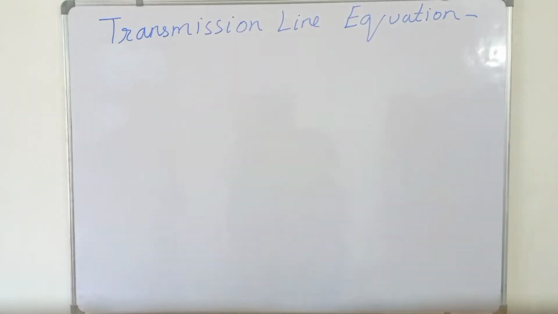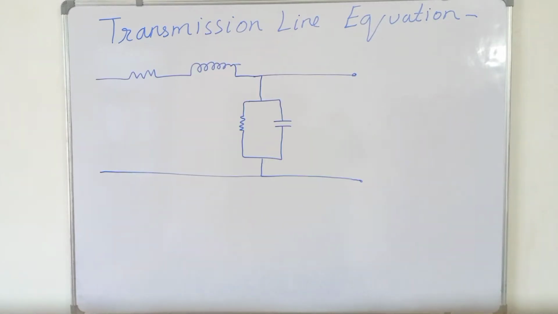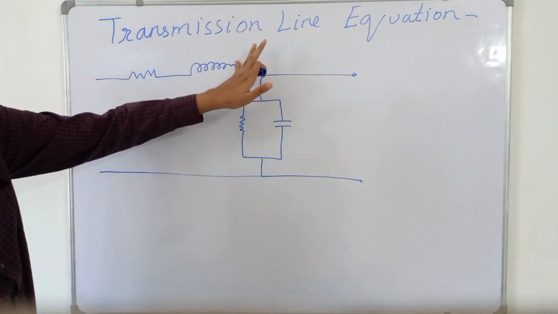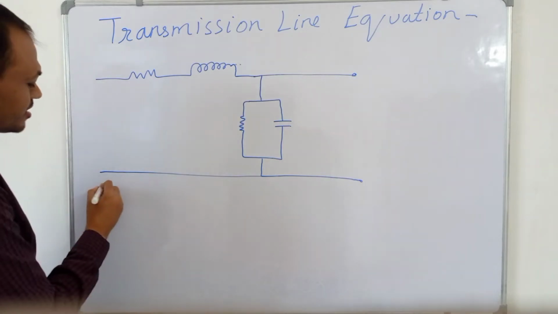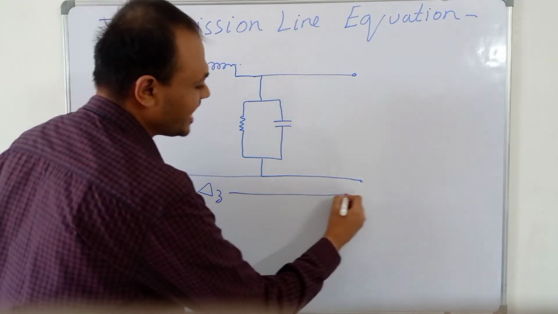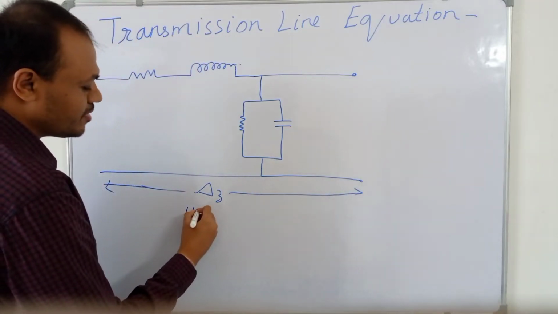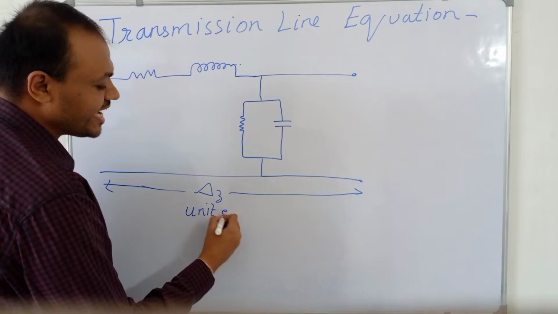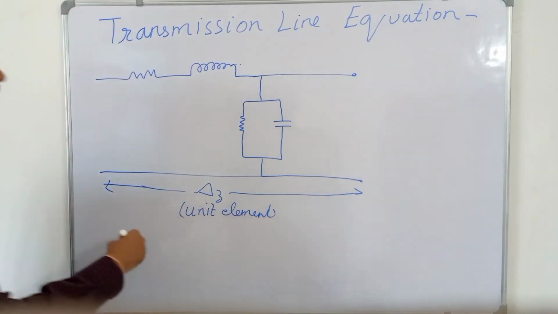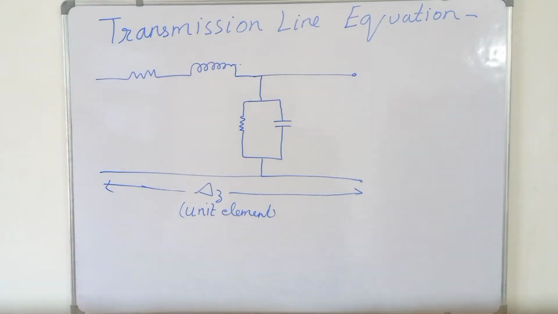In this video, we will derive the equation for the transmission line. So we are considering a small length of transmission line, delta Z, and this is a unit element of a transmission line. We can think that the transmission line is made of many such unit elements.